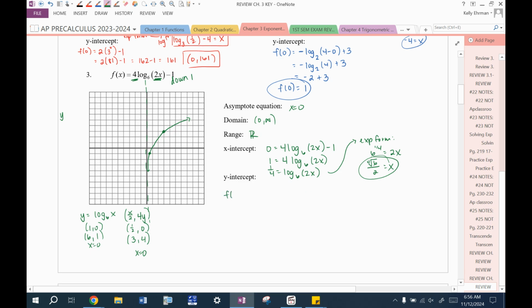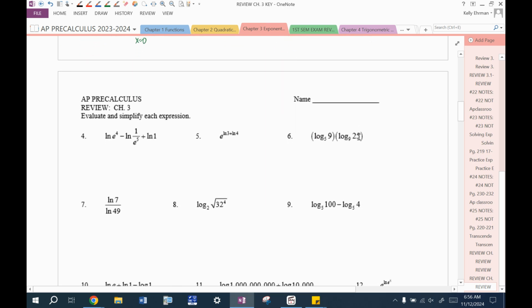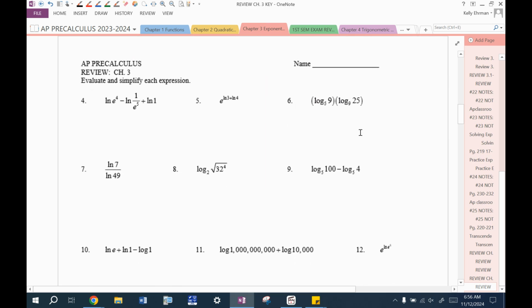The y-intercept is when we plug in 0. So that's 4 log base 6 of 0 minus 1. You can't take the log of 0. There's also a vertical asymptote on the y-axis, so no solution for the y-intercept. All right, I'm going to do one more page, and then I'm out of time, so I'll have to do another video for the second part.